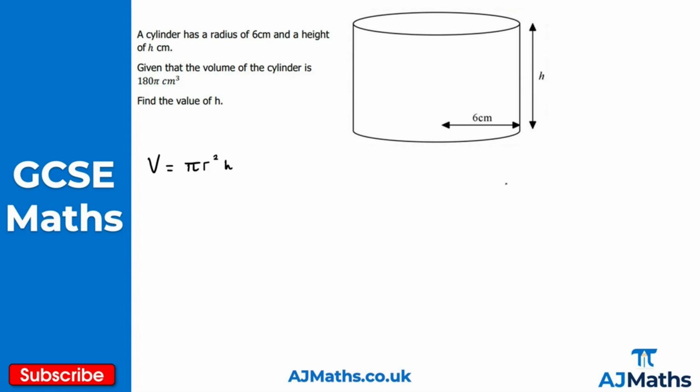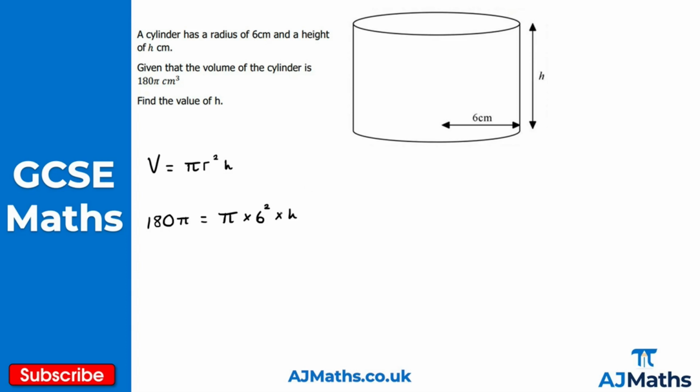Now what we know here is we know r, that's 6. So we know the volume is 180 pi, so 180 pi is equal to pi times the radius squared. If the radius is 6 here, we times that by 6 squared. And then we times that by h, but we don't know what h is, so we just leave that as h.